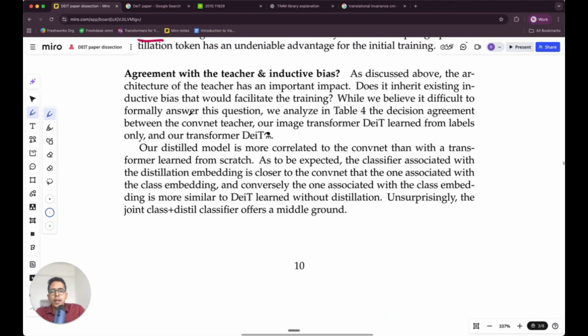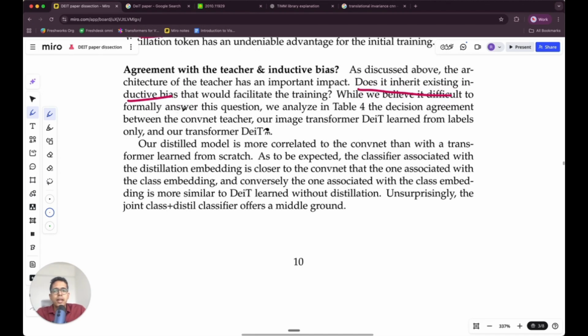While we believe it difficult to formally answer this question, what question? Formally answer the question of whether the presence of a teacher allows the vision transformer to inherit inductive bias or not. That is the question. So it's difficult to formally answer it, but we analyze in table 4 the decision agreement between the ConvNet teacher, our image transformer DEIT learned from labels only, and our transformer DEIT with distillation.